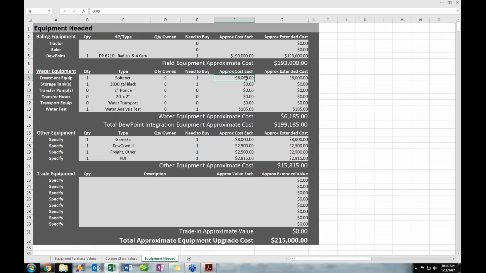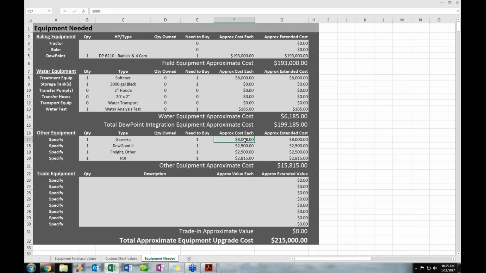Most farms will need some sort of water treatment equipment, so I've got $6,000 in here for a water softener. Obviously, if they were having to use reverse osmosis equipment, it would be more than that, but this is just a typical average. I don't have anything else for these other items because most farms typically have this kind of equipment on hand already, but if they had to, you could add the dollars to it. The water analysis test is $185.